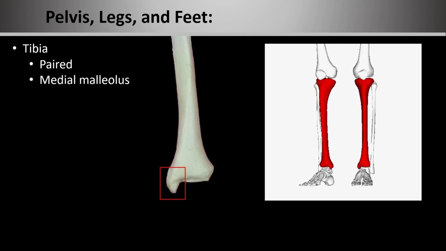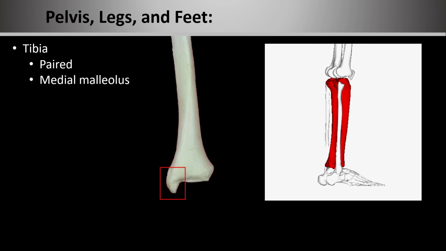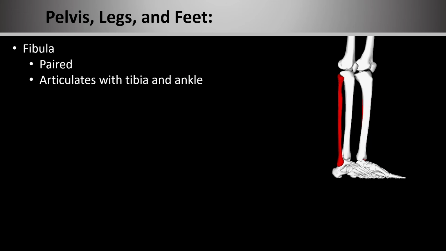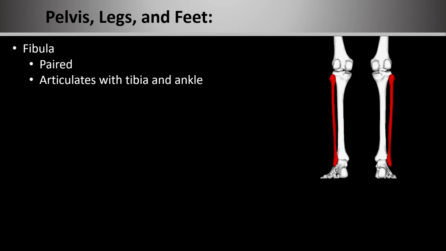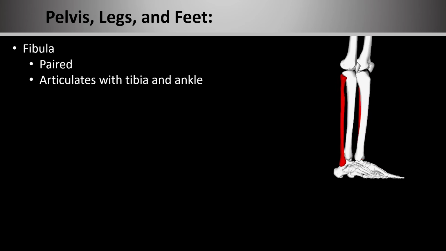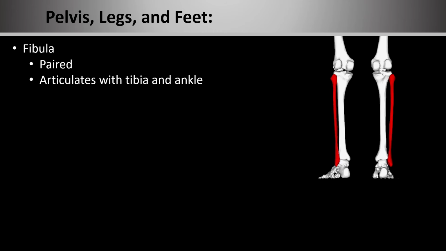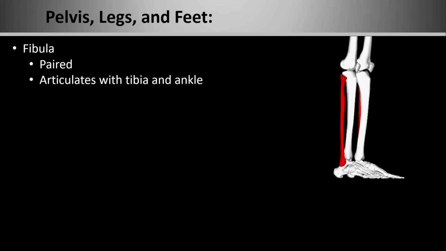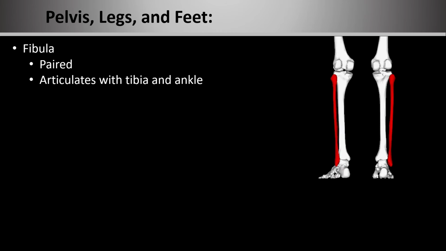The proximal tibia articulates with one other bone, and that is the fibula. The fibula articulates on the lateral side of the tibia, so it's on the outside. The fibula is a paired bone. You have one on each side. It's very narrow and very long, and if you ever broke your leg, you likely broke your fibula.